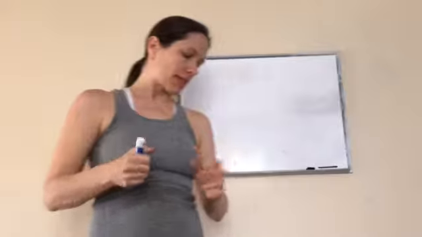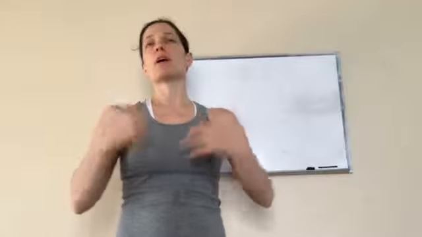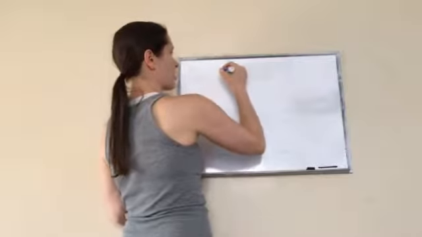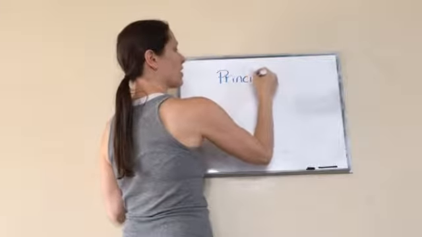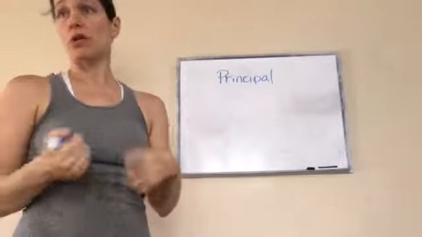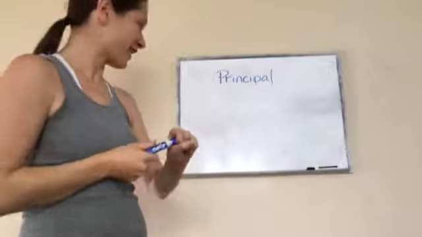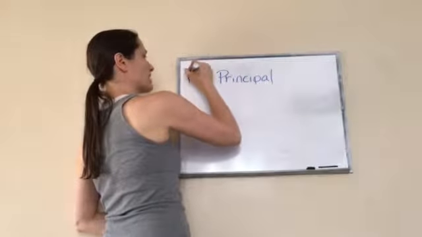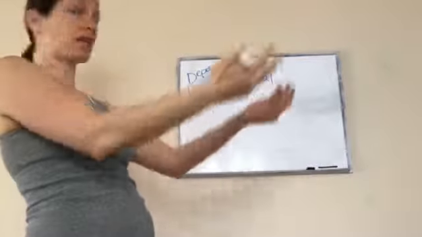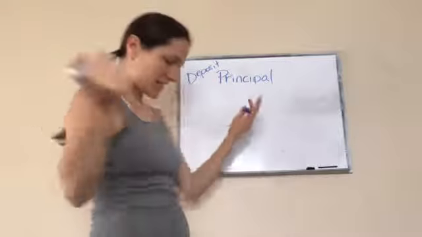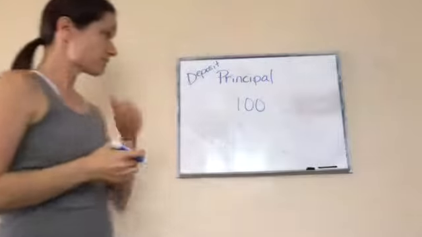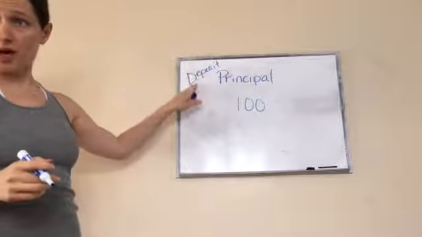But basically, the money that you give to the bank is called the principal, okay? It's what you deposit. It's called principal, not like the principal of the school, okay? Which is still spelled the same, but it's not the same principal. Principal is what you deposit, the money that you put in. Deposit means put into the bank. So let's say you put in $100. Now, that would be called the principal or the deposit.